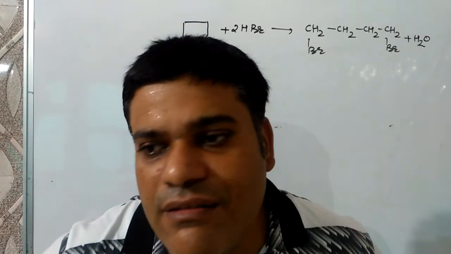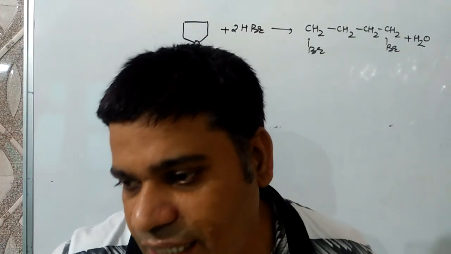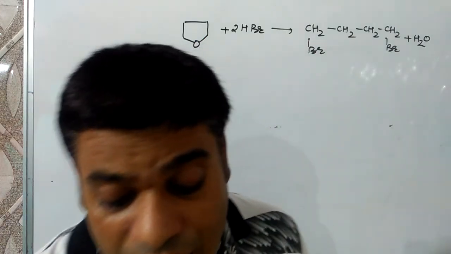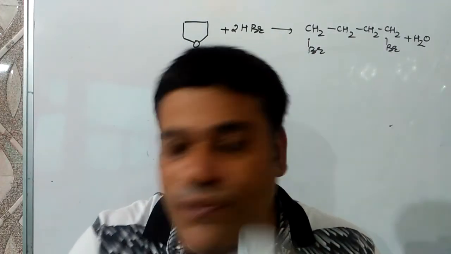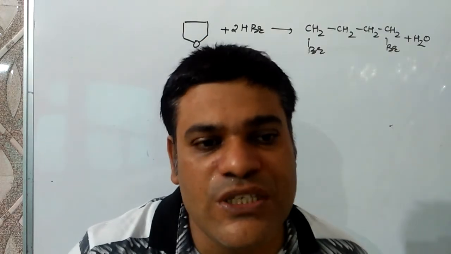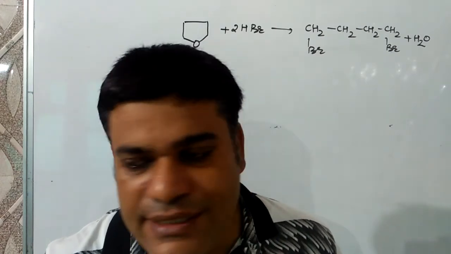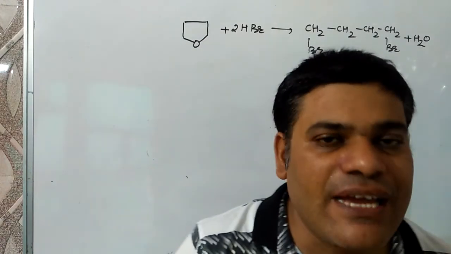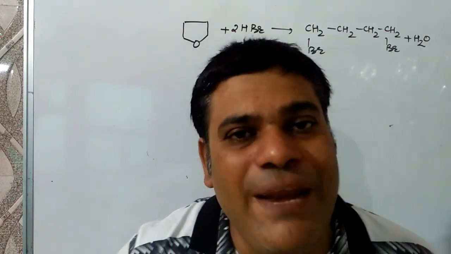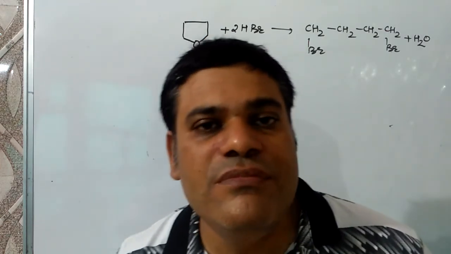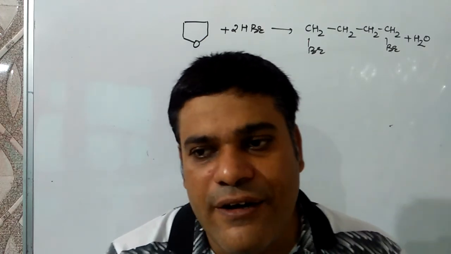Next will be reaction with air and sunlight. In presence of air and sunlight, ethers will produce ether hydroperoxide, which is explosive in nature. Hence, ethers are stored in black colored bottles away from sunlight.